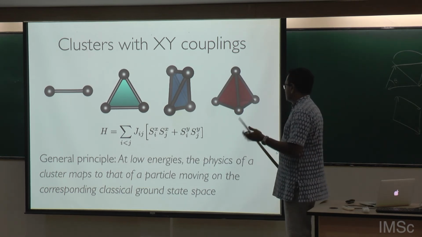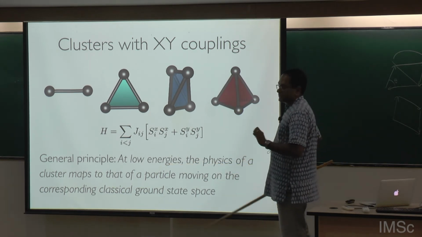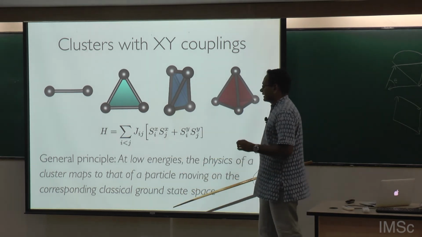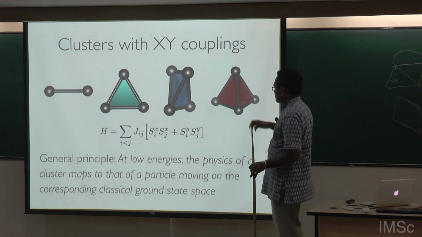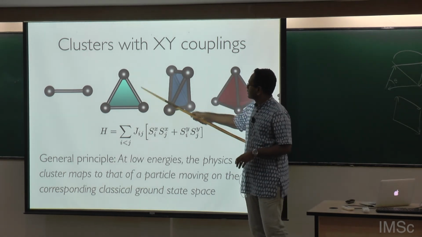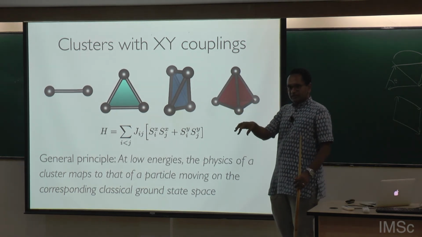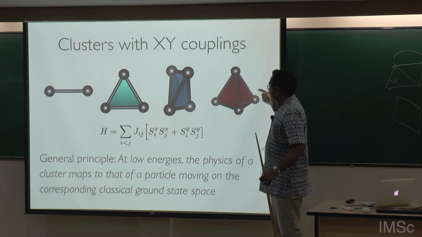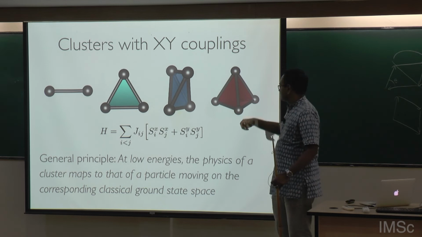So the statement is this. At low energies, the physics of a quantum spin cluster, okay, I'll explain what that is, maps to that of a single particle moving on the corresponding classical ground state space. So this is a statement that we have tried to prove. We say that you take any system of spins, for instance, a cluster like this or a cluster like that, a triangular cluster or tetrahedral cluster, then you say you're only interested in the low energy physics of this. In that case, and this is actually an interacting problem, it's a hard problem to solve. But in that case, you can simply make an analogy to a single particle moving in some space, and that space is a space of ground states.